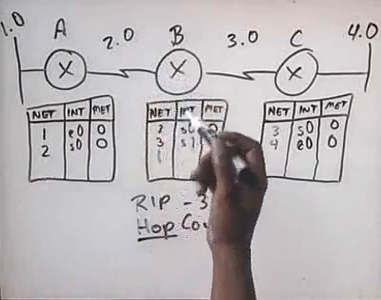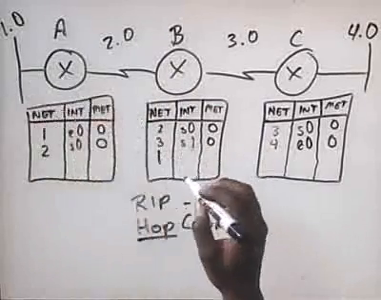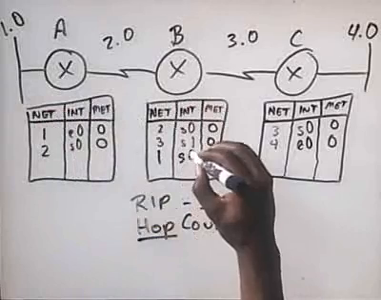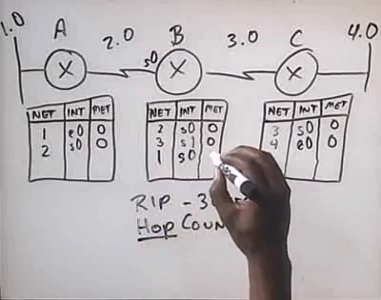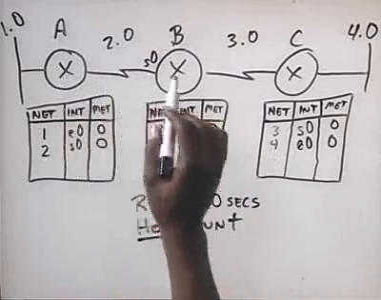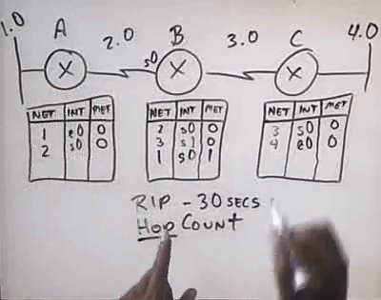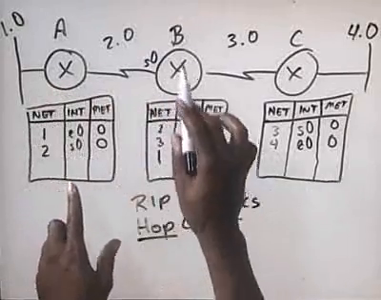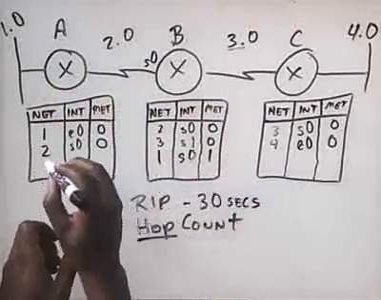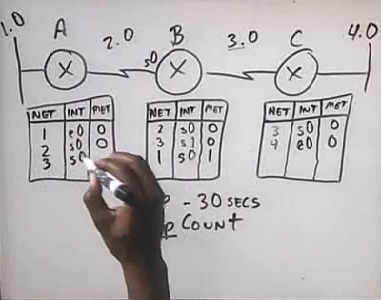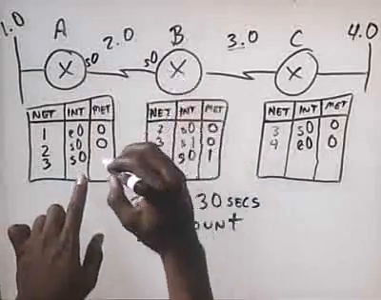Router B, Brenda, has now learned about network 1 from Adam via her serial 0 interface. Notice now the metric will be 1 hop. In other words, to get to the 1 network, I have to go through 1 router. At the same time, Adam learns from Brenda about network 3 and indicates that in the routing table here. Network 3 can be reached via the serial interface, 1 hop away.